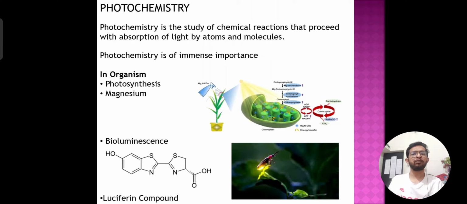Another example is bioluminescence, the process of production and emission of light by living organisms. For example, in fireflies, anglerfish and other creatures, an enzyme, luciferase, is present in the abdomen that catalyzes a reaction that produces light. Here, luciferin reacts with oxygen to create light.